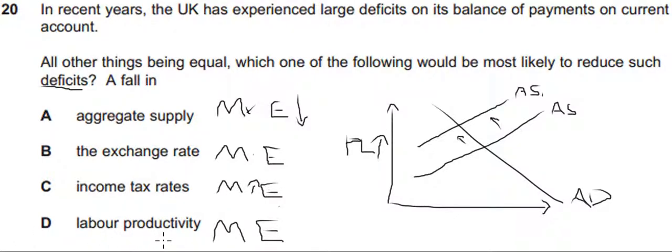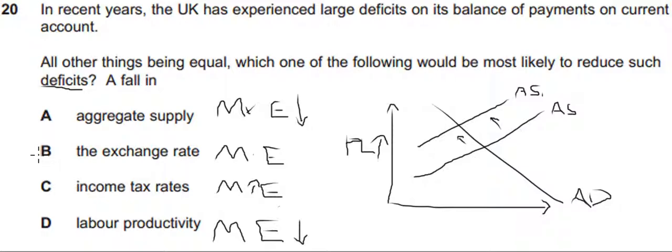D, labour productivity. Now, if there's a fall in labour productivity, what that means is we can supply less for the given input of labour, and therefore our supply curve, like in the diagram, will shift inwards and our prices will rise, causing the same effect as A. So our exports will decrease. Now, as we know, we need our imports to either decrease or our exports to increase in order to correct the situation or help reduce the deficit.